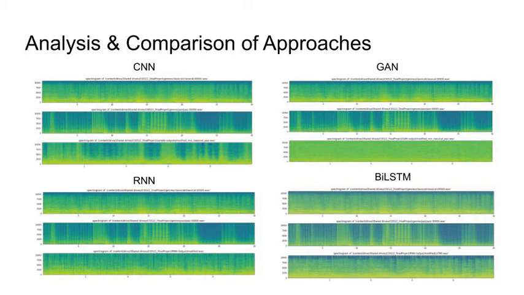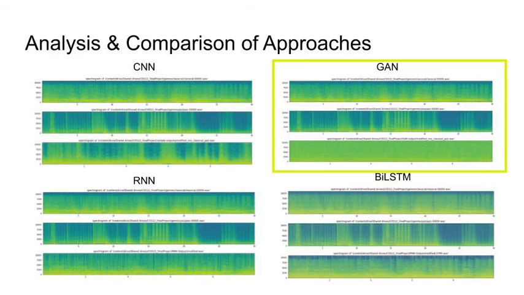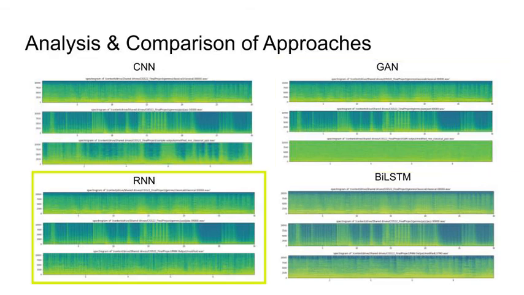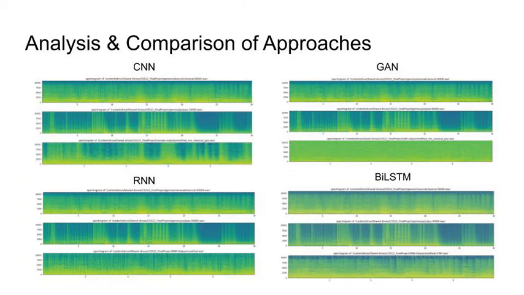The baseline produces the following output. The GAN produces the following output. The RNN produces the following. The bi-LSTM produces the following.